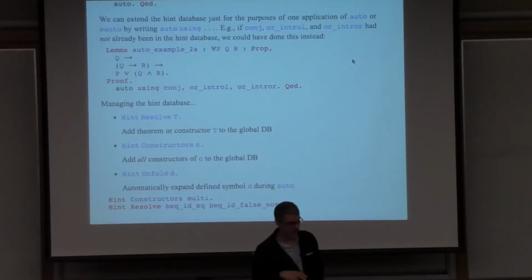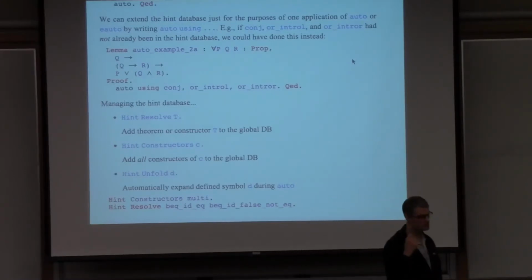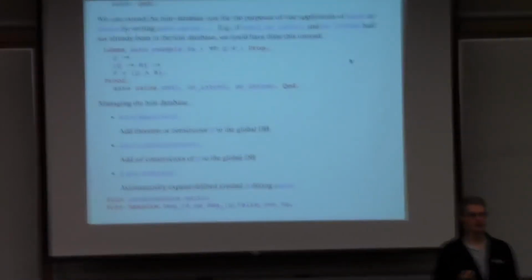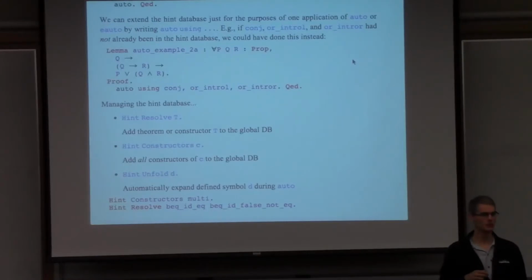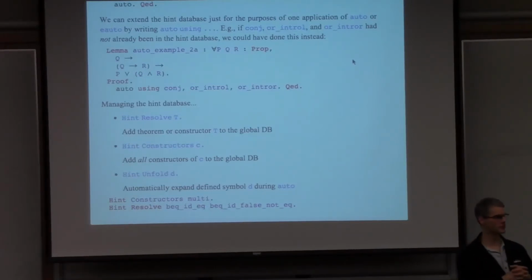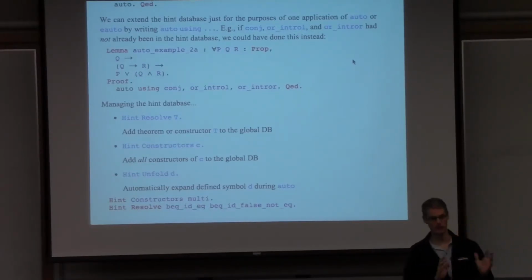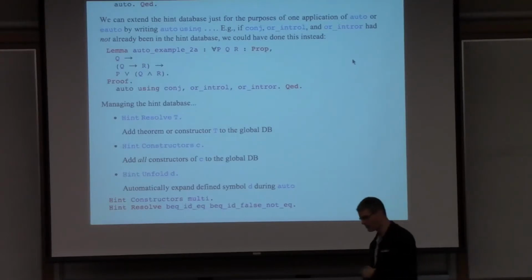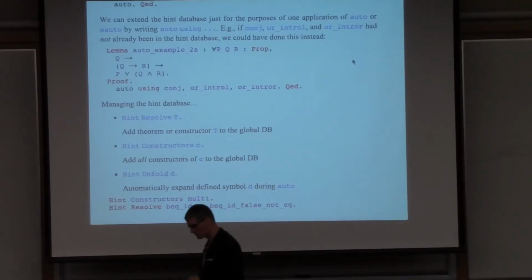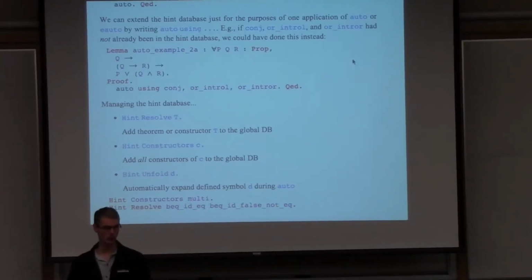It's also worth knowing that there isn't just one hint database. You can define your own. So as you're going along, if you find that there are certain proofs where you need a certain collection of facts very often, but you don't want them cluttering up and slowing down the hint database globally, you can put them in a local hint database.